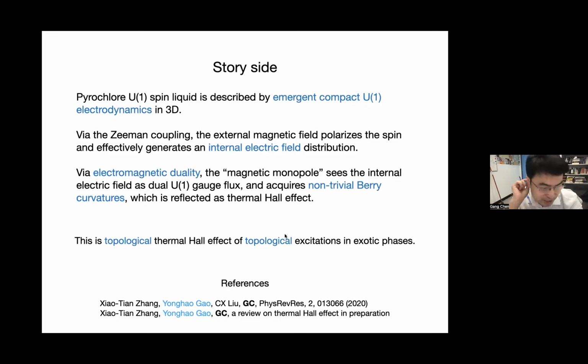So this work is in collaboration with my postdoc Xiaotian Zhang, my former grad student Yonghua Gao, and Chenxiao Liu. We are writing a review paper on thermal Hall effects, and it will come out, I believe, quite soon. The content of this talk is mostly in this PR research paper from 2020.